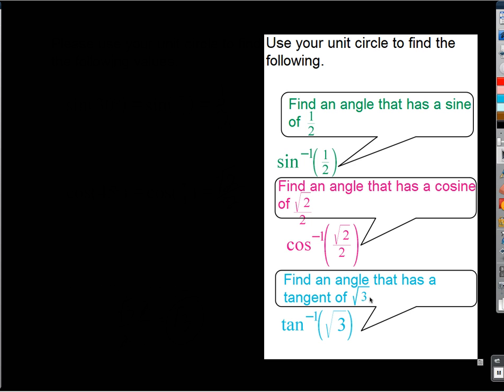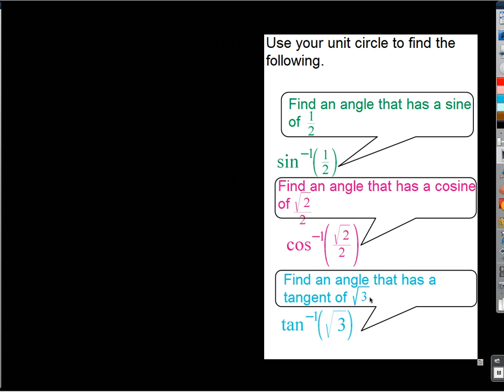So this just means go the opposite way. Go find the tangent, go find the sine, go find the cosine. You can even be seeking cosecant and cotangent, whatever you want. Okay? So go find that sine, that cosine, that tangent, and then say what the angle is, which is the opposite of what we did.